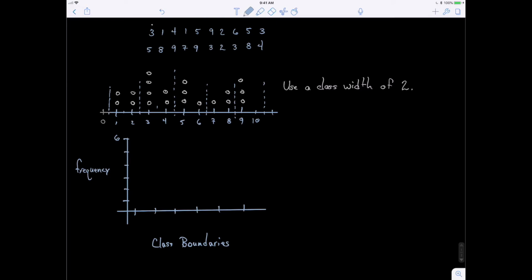Okay, and let's label these. We have 0.5, 2.5, 4.5, 6.5, 8.5, 10.5. And now, if we look at our first group up here, we have a frequency of 4.